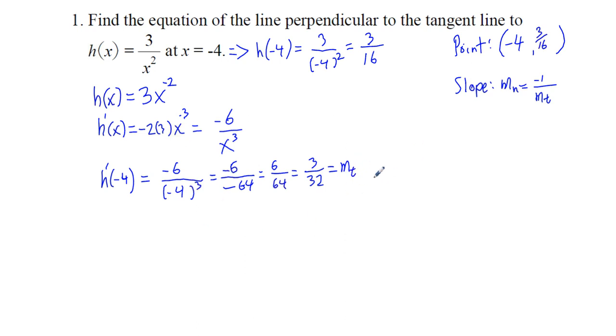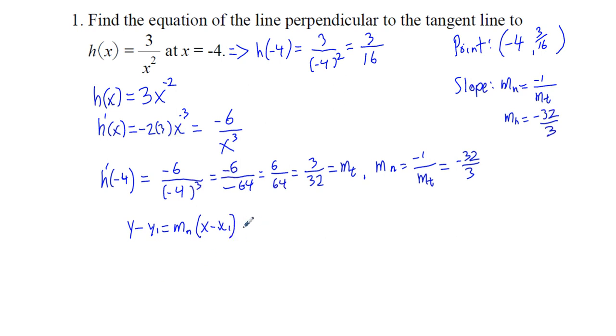And then to find m sub n equals negative 1 over m sub t, which in this case is going to be negative 32 over 3. So thus we say here m sub n equals negative 32 over 3. And we can now use our point slope formula, which is y minus y1 equals m sub n times quantity x minus x1.